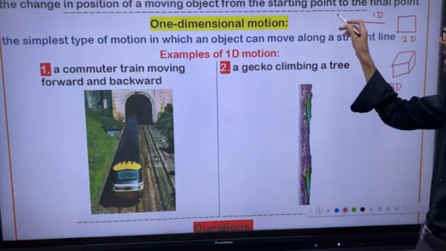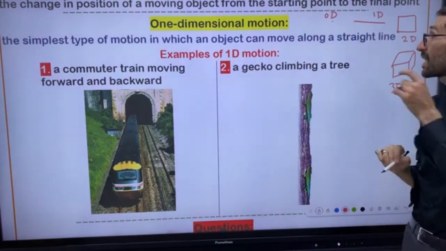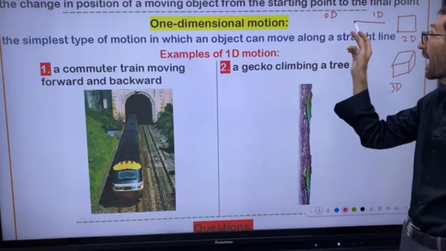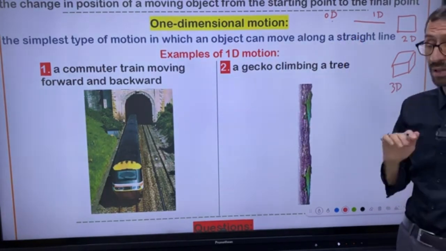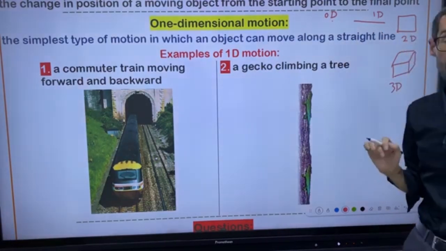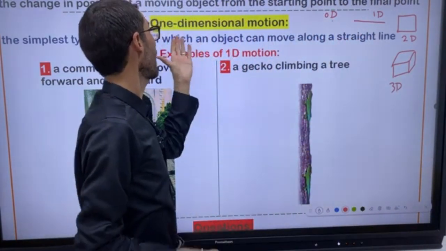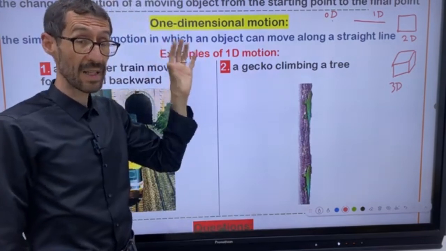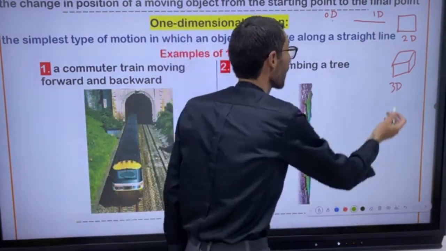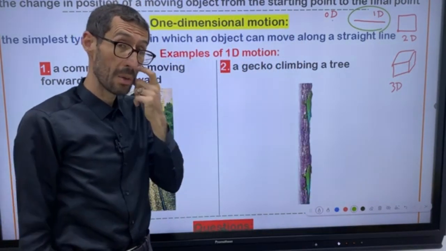And the point is zero dimension. This dot or this point is considered zero dimension. It doesn't have any dimension. That's the classification of the dimensions of objects in general. But right now, we focus only on one-dimensional motion.